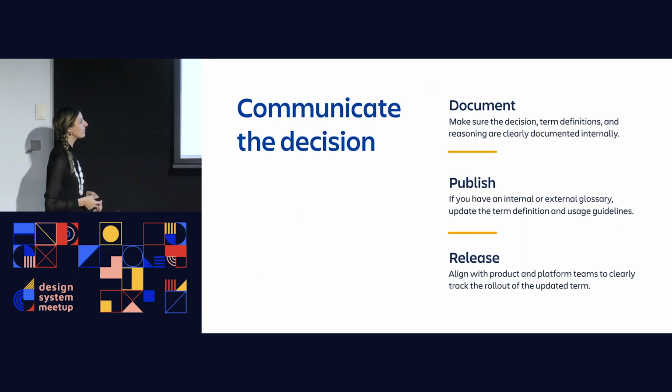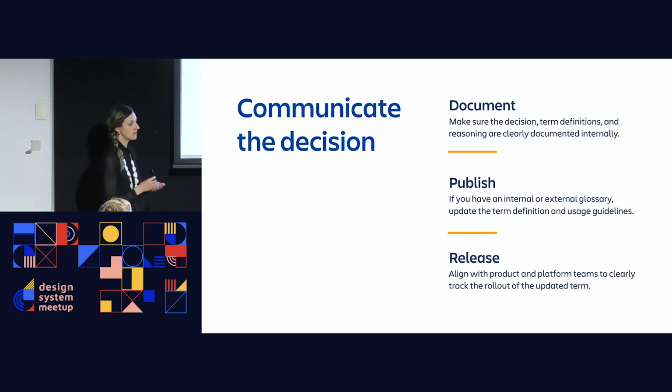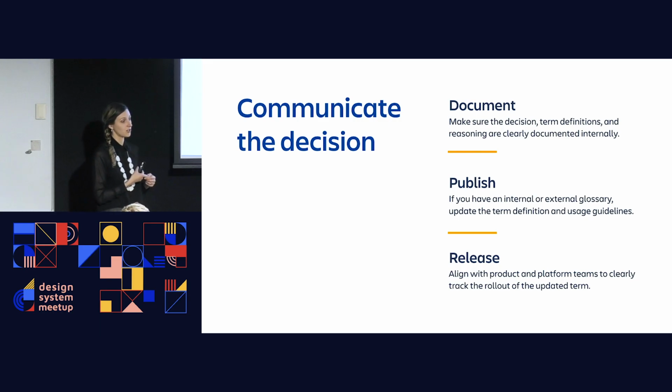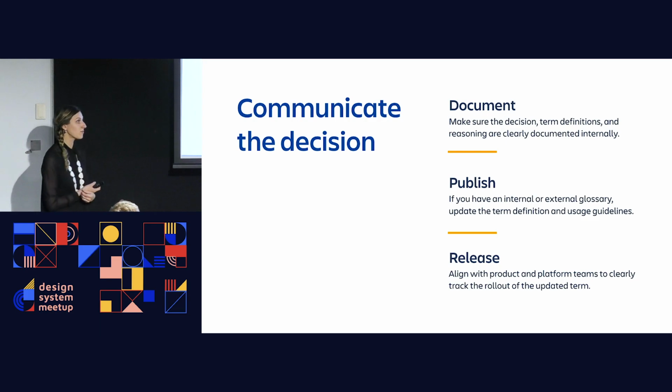So at this step, there's a few things to remember. First is, of course, documenting. Make it very clear what stage the decision is in, why that decision was made, just again, that DAISY form that we showed before, and where people can go if they have any questions about it. So document, document, document. If you have a shared glossary, or if you don't, maybe now's a good time to start one, publish the word and its definition to that glossary.